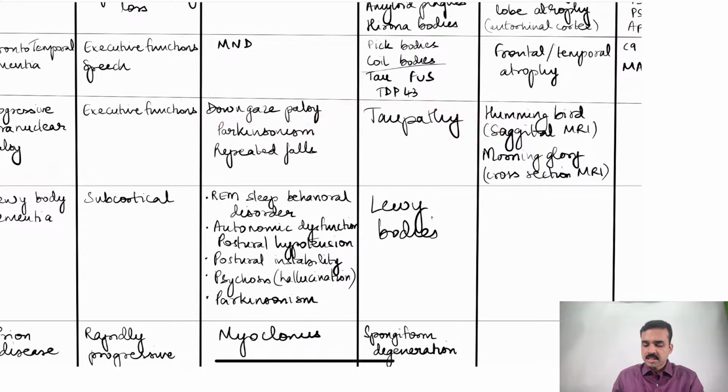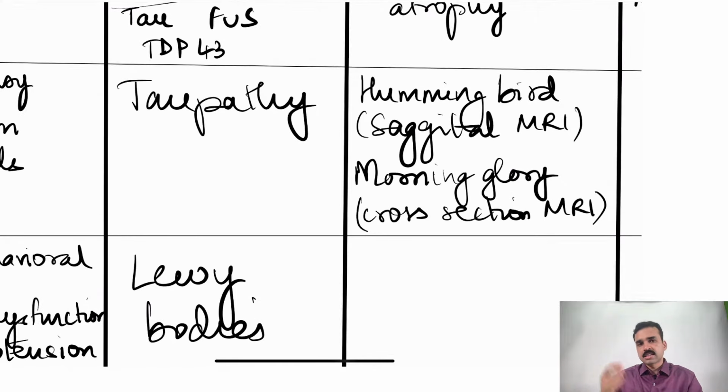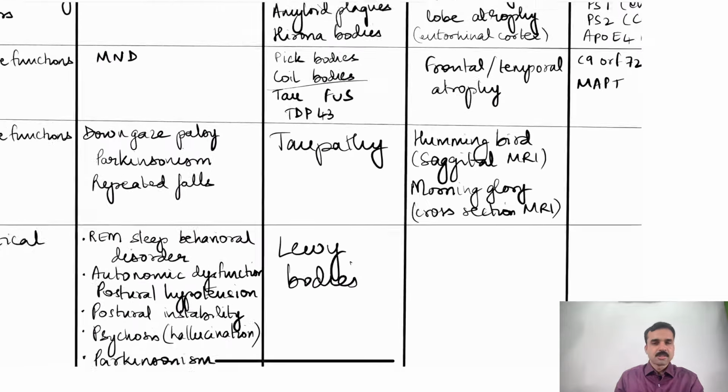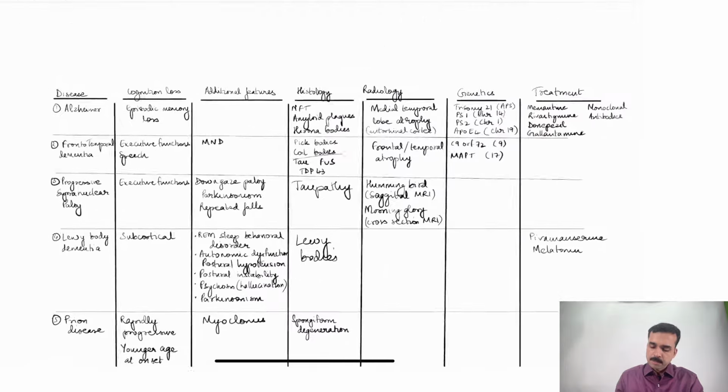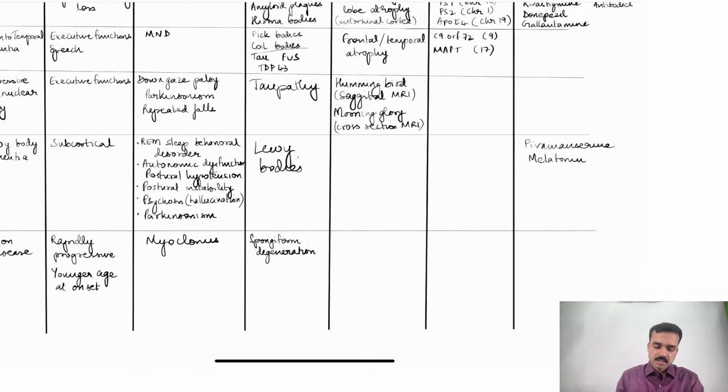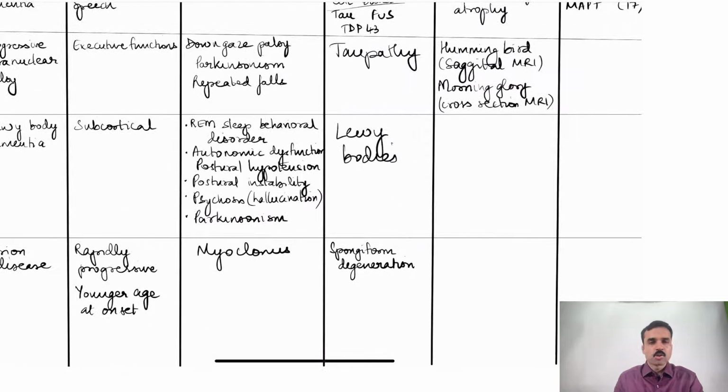Hummingbird sign. The hummingbird sign on MRI is because on the sagittal section the midbrain has atrophied. That's why it looks like a hummingbird. On the axial sections you can see the morning glory or Mickey Mouse sign, because of the atrophy of the midbrain. Again, no specific treatment. Electrooculogram finding of PSP is square wave jerks.